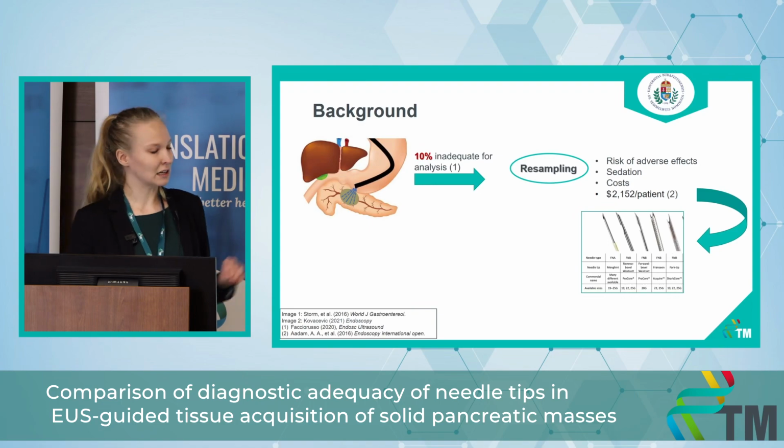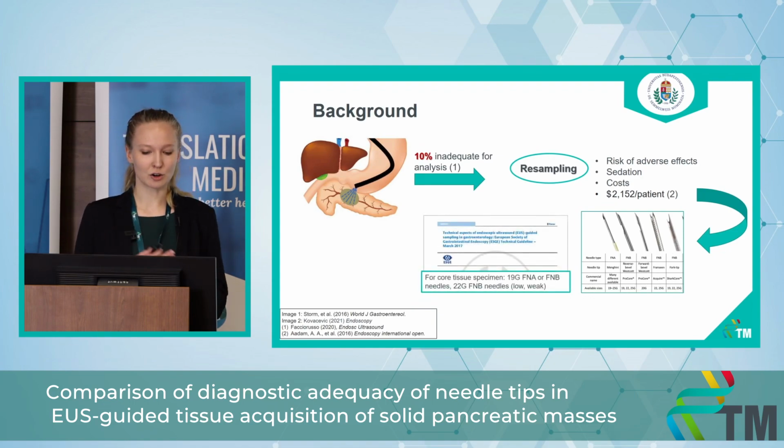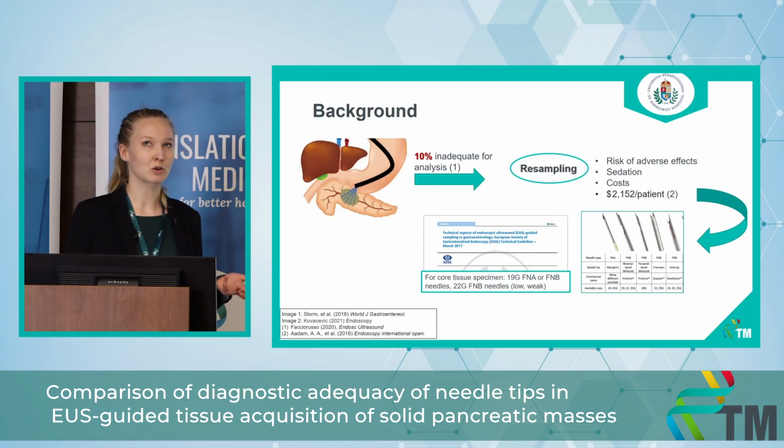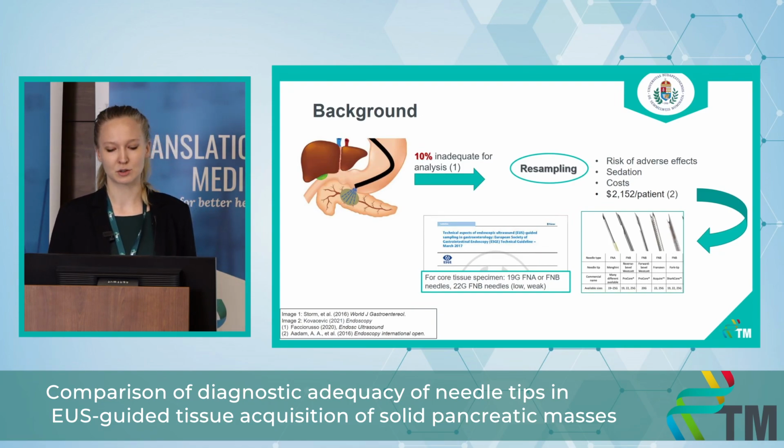There are 5 available needle types. One of them is an FNA needle, the Engh type. And then there are 4 different FNB needles: the reverse bevel and forward bevel Westcott, the Francine, and the fork tip. Currently in the guidelines, it only says that you should use a 19-gauge FNA or FNB needle or a 22-gauge FNB needle to acquire a core tissue specimen. However, the level of evidence is low and the recommendation is weak.